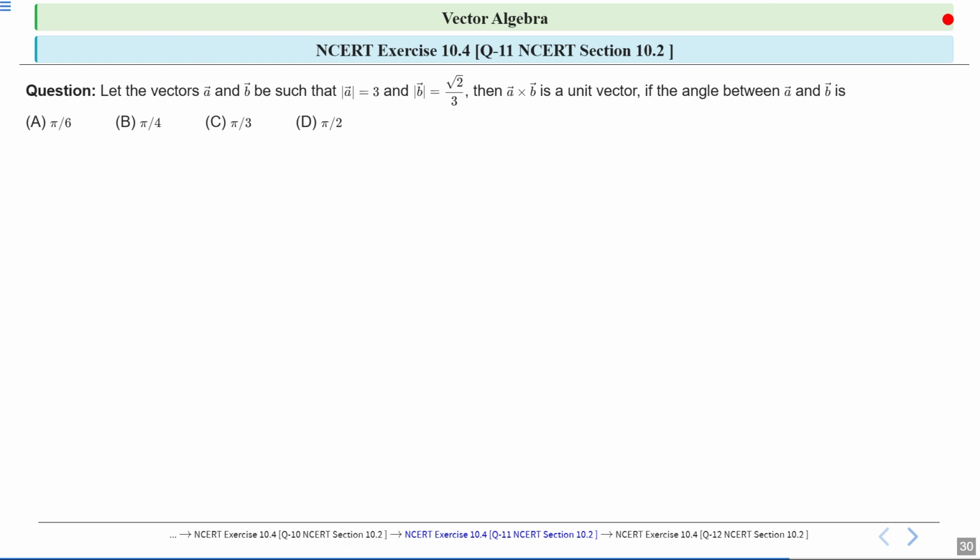Now, NCERT exercise 10.4 question number 11, which says: let the vectors a vector and b vector be such that magnitude of a vector is equal to 3 and magnitude of b vector is equal to root 2 upon 3. Then a vector cross b vector is a unit vector if the angle between a vector and b vector is, and we are given four options. Option A pi by 6, option B pi by 4, option C pi by 3, and option D pi by 2. Got it? So let's see how we can solve this and what the answer should be.